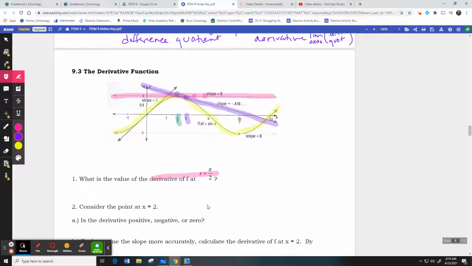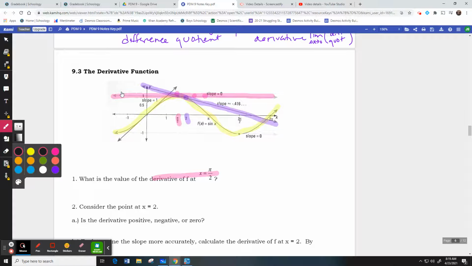I have it highlighted already. Here's x equals 2. I went up, put a point, and then here's my tangent line. Remember, the derivative is the slope of the tangent line. It's a horizontal line, so that means my derivative is 0, right? Because the tangent line is horizontal.